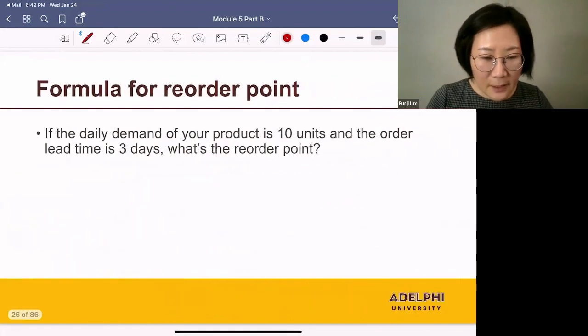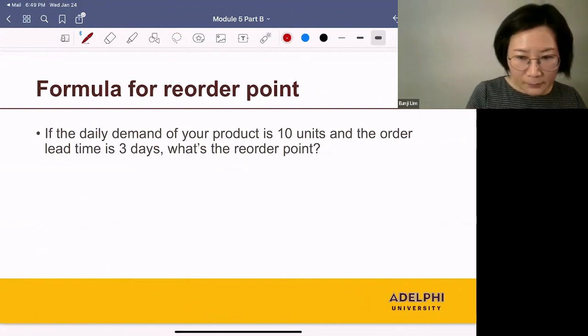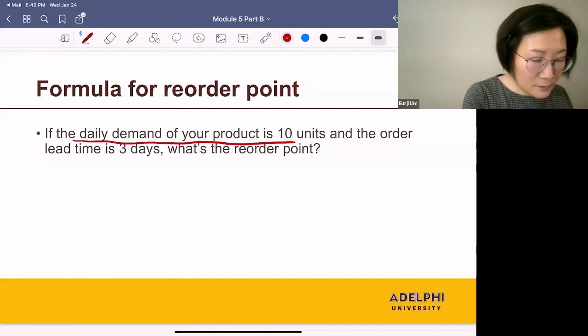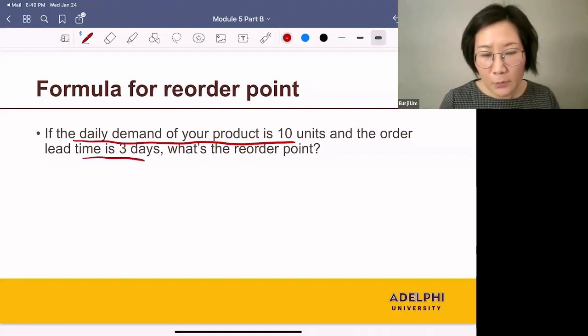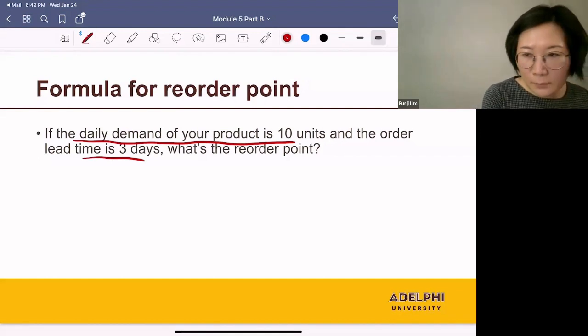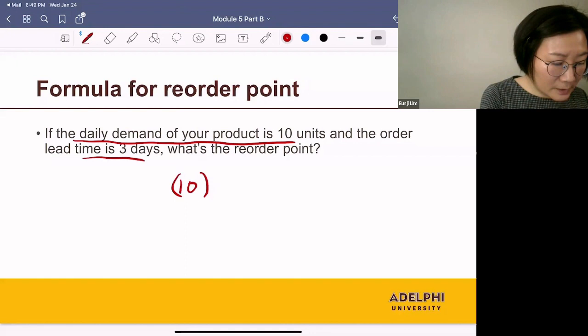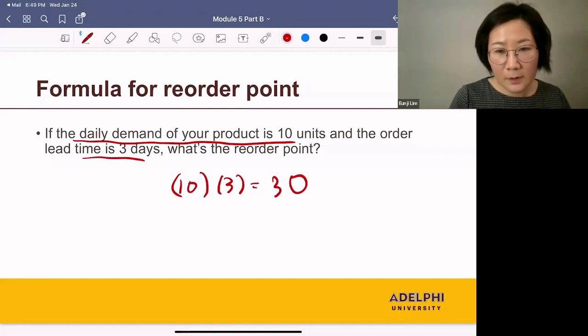So let's try to find the formula for the reorder point. Let's try another example. If the daily demand for your product is 10 units and the order lead time is 3 days, what's the reorder point? The reorder point is 3 days supply, so it's 10 units a day, 3 days, 30 units. This is the reorder point.